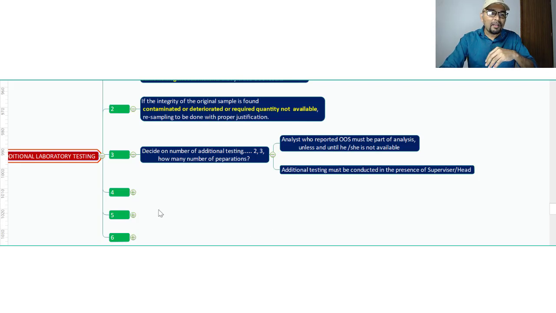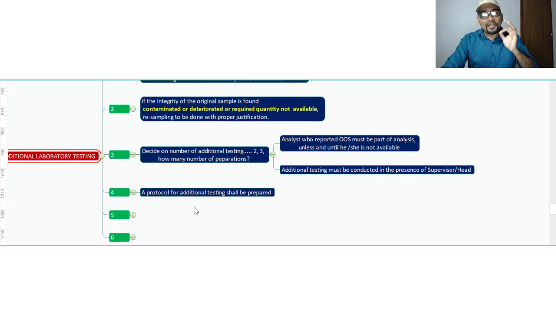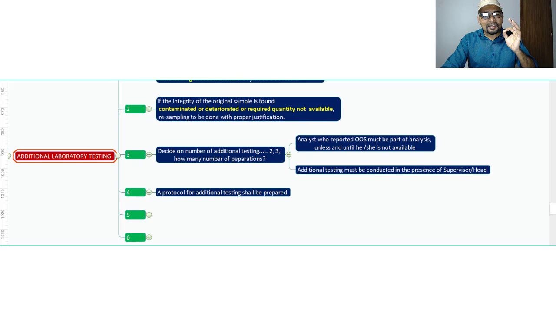This point. The fourth important point is the preparation of the protocol. You need to execute the additional testing under the supervision of the superior, plus this activity must be guided by a well approved protocol.